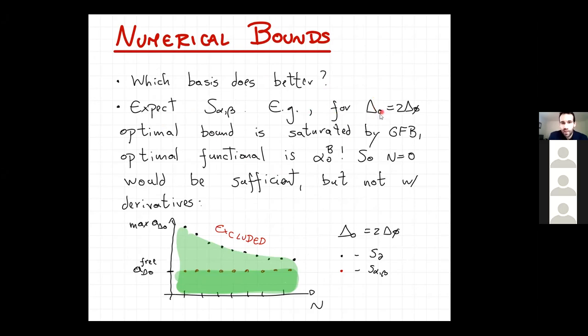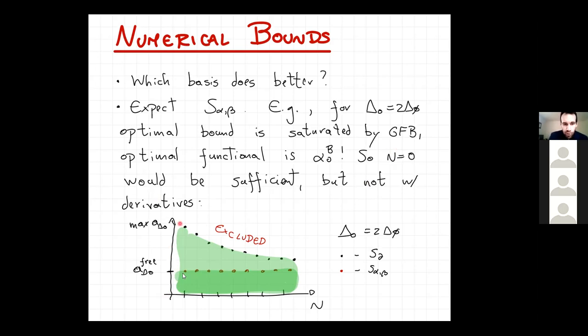For instance, let us imagine that in this OPE maximization problem, we set delta zero to be two delta phi. We already know that the optimal bound in this case is saturated by the generalized free boson, and the optimal functional is alpha zero b. So even if our search space had a single element, we would automatically get the best bound. Whereas with derivatives, we would need to, in principle, include an infinite number of them. The size of our search space would have to be infinite.